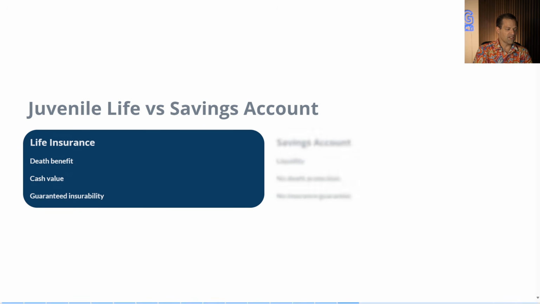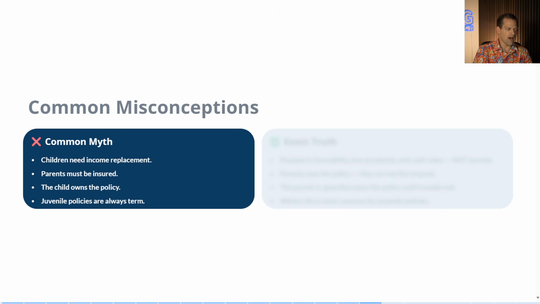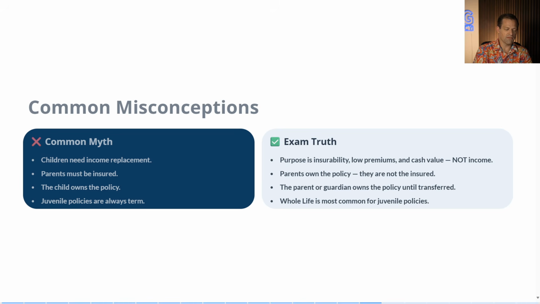Juvenile life versus savings account. This is the difference here. Feel free to note that. Common misconceptions. Again, children don't need income replacement, or that the parents have to be insured, or child owns a policy, or juvenile policies are always term. The truth, which you'll be tested on on the exam, is that purpose is insurability, lower premiums, and cash value, not income.